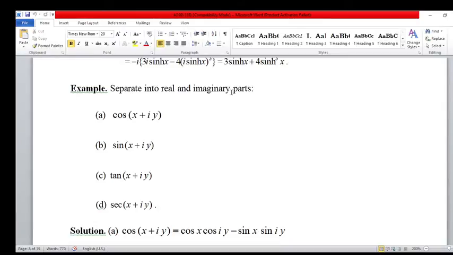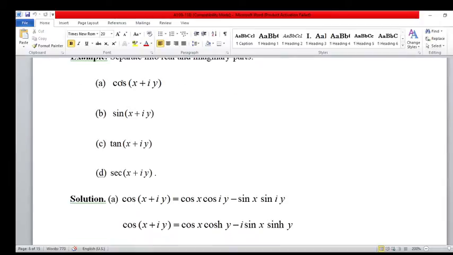Separate real part and imaginary part. The real part is what we have already seen without i, and the imaginary part is the part with i. So separate the real part and imaginary part of these trigonometric functions. The functions are: first, cos(x+iy); second, sin(x+iy); third, tan(x+iy); fourth, cosec(x+iy), plus or minus.